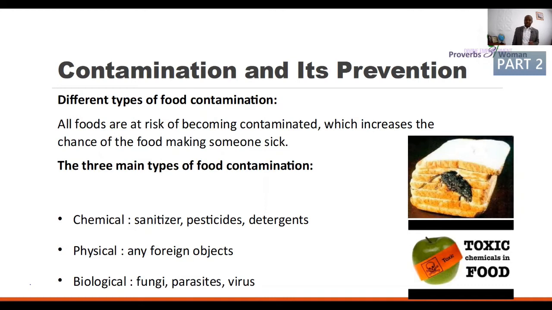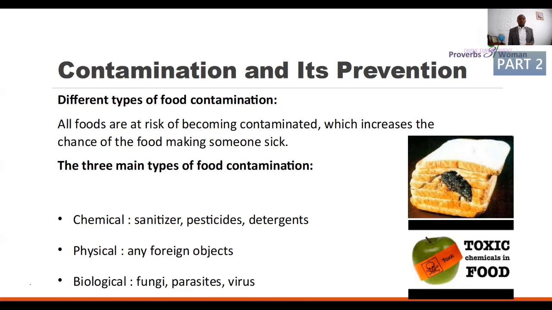Okay, remember, we talk about food safety: the handling, the preparation, and also the storage in a way that prevents food poisoning illnesses. Remember, all food is at risk of becoming contaminated, which can increase the chance of the food making someone sick. As I promised you before, I'm going to cover in detail the three main types of food contamination: chemical, physical, and also biological.